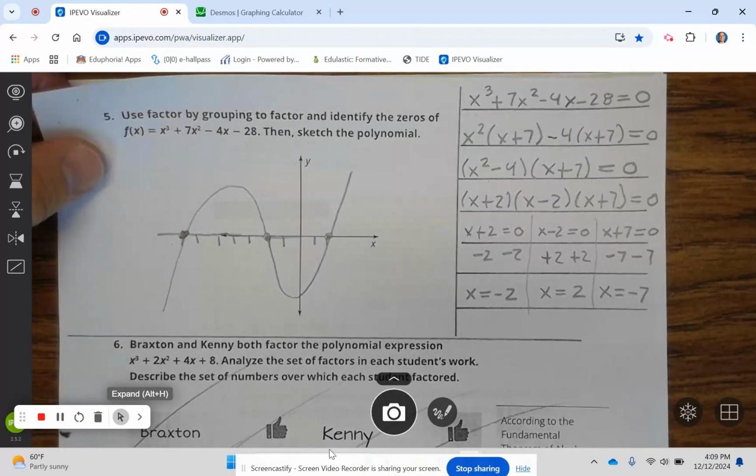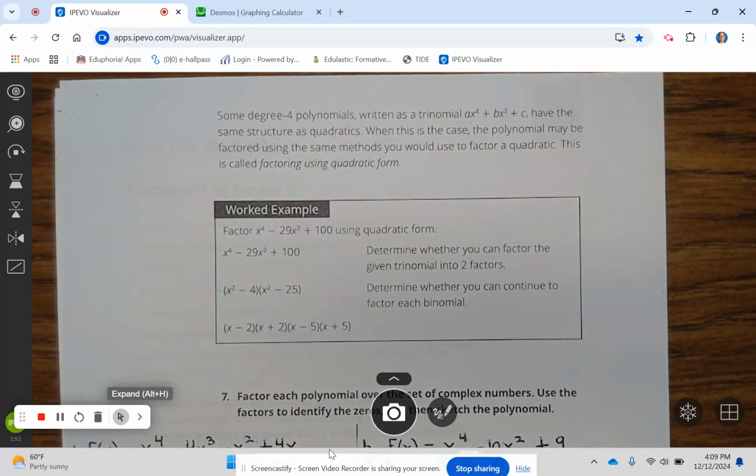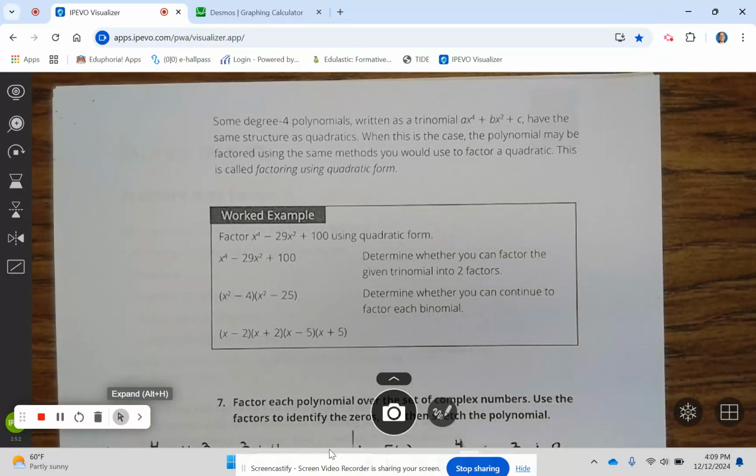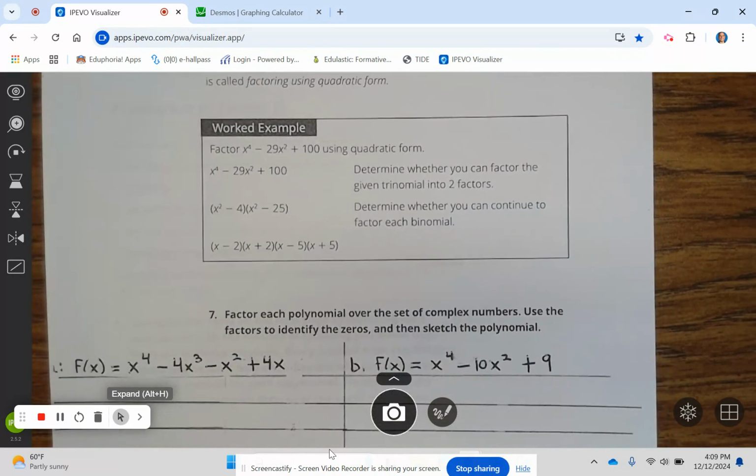All right, let's take a look at the next page. Okay, some degree 4 polynomials written as trinomials ax to the fourth plus bx squared plus c have the same structure as quadratics. When this is the case, the polynomial may be factored using the same methods you would use to factor a quadratic. This is called factoring using quadratic form. All right, go ahead and look over the worked example.